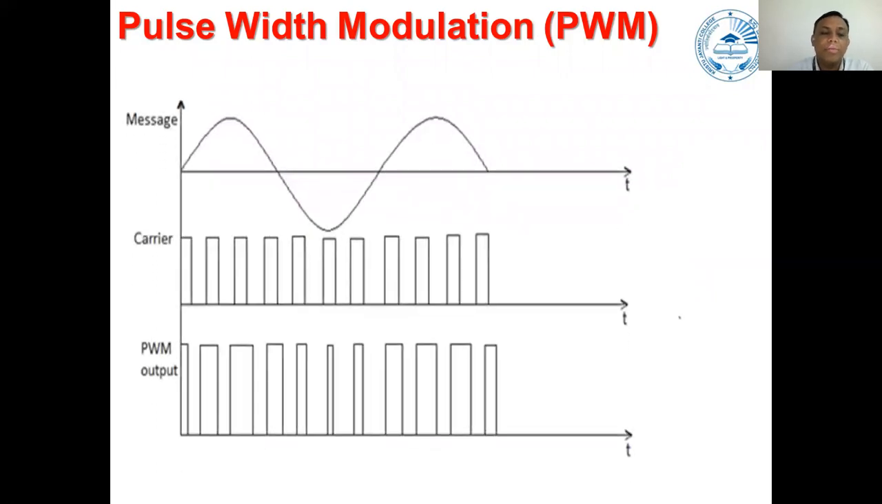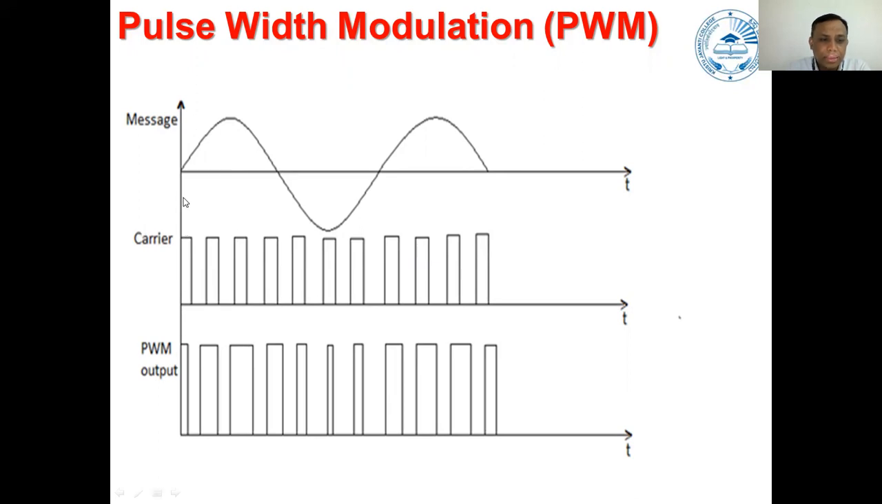So this is a diagram of pulse width modulation. Even here you can see that we have an analog signal, which is the modulating signal, and these are the rectangular pulses. What we do in pulse width modulation is vary the on time of the pulses with respect to the modulating signal. So we'll see it one by one.